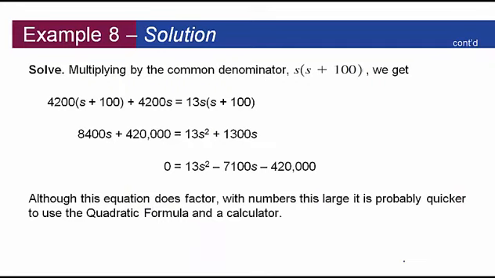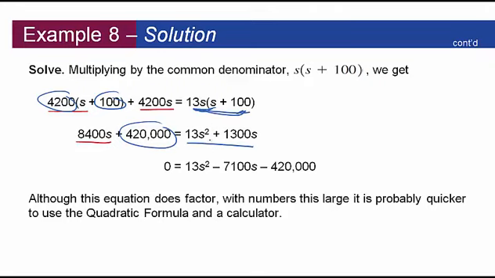Now we do a little math. We distribute the 4200 times the S plus 100, and this gives us 4200S plus 4200S gives us 8400S, right? Then we do 4200 times 100, and there's 420,000. Then we do this distribution, and we get 13S squared, and then 13S times 100 is your 1300S.